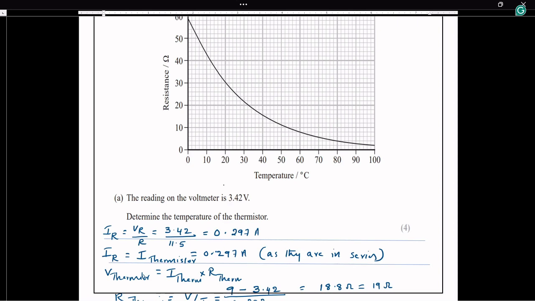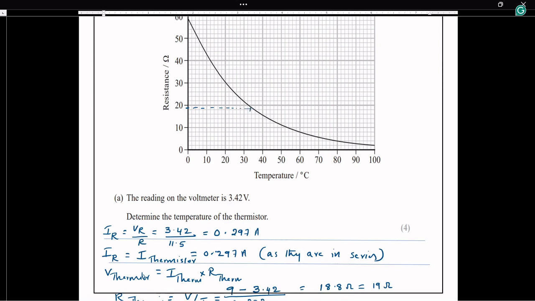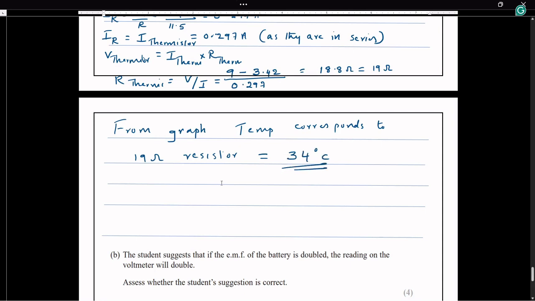Each division is 2, so it is 12, 14, 16, 18, so 19 here. Let us draw a line to the graph and take the corresponding temperature. So the corresponding temperature is coming as 32, 34. So the answer, from graph, temperature corresponds to 19 ohm resistor equals 34 degree centigrade. So this is the temperature.